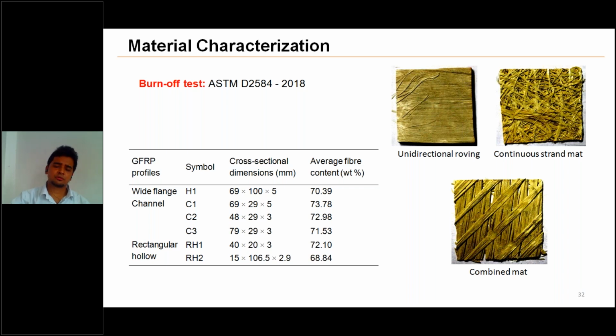After that, we found that the manufacturers mainly used unidirectional roving layers, then combined mat and continuous strand mat. In each case, the unidirectional roving layers were sandwiched between the continuous strand mat and the combined mats in all profiles. The fiber contents were also calculated. We can see the fiber percentage ranges between 68 to 74%. So these are the typical images.